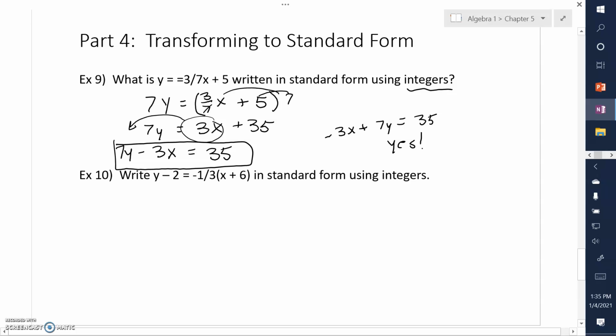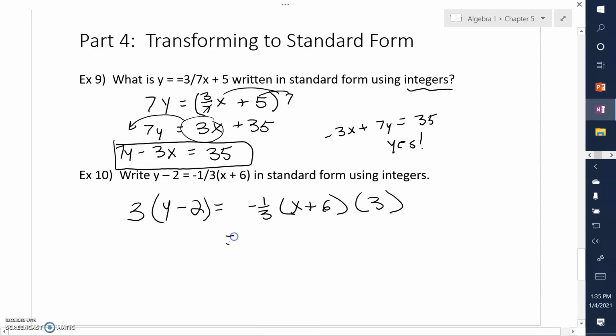Now, example number 10, we have y minus 2 equals negative 1/3 times x plus 6. Now, this is in point-slope form. And I can convert that to standard form as well. First thing I want to do is make sure I don't have any fractions because I only want integers. And I see that 1/3. So I'm going to multiply both sides by 3.